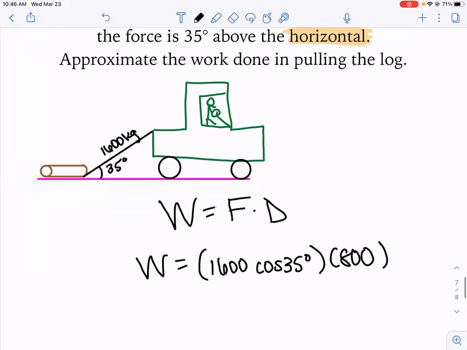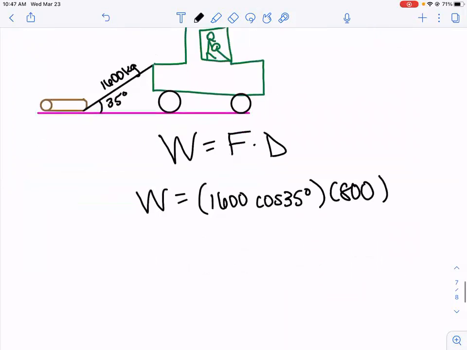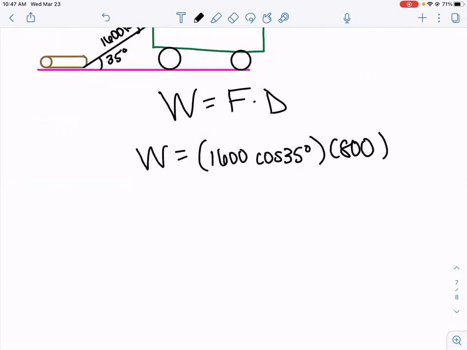In your calculator, please take for me 1,600 times the cosine of 35 and then take that times 800. I will let you know. 1,048,514.62.